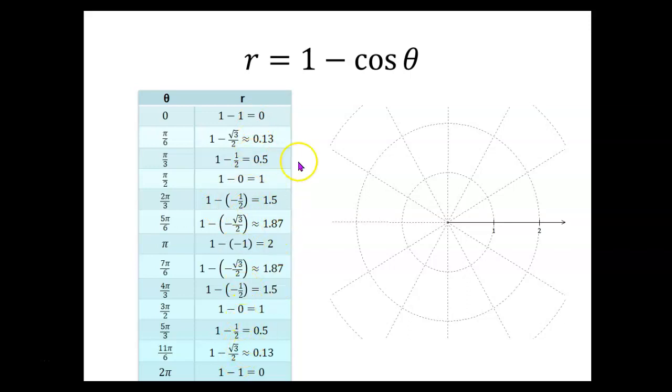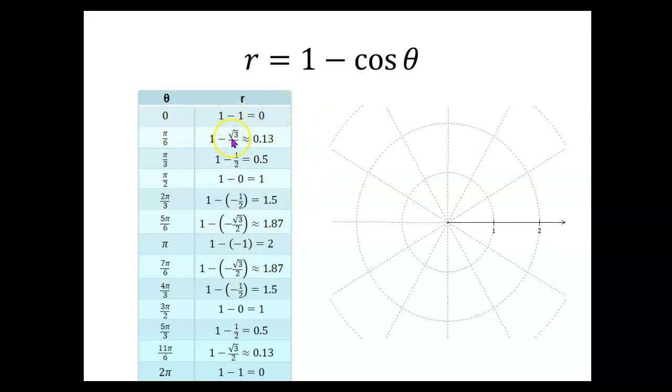all the way around. And notice that because cosine always gives you a number between 1 and negative 1, the values we get for r are all between 1 minus 1 and 1 minus negative 1. That is, they're between 0 and 2.